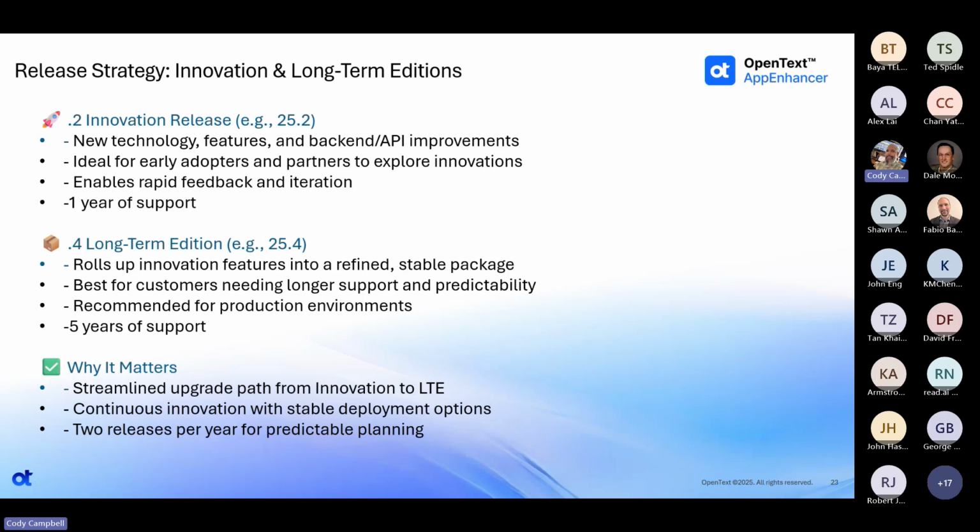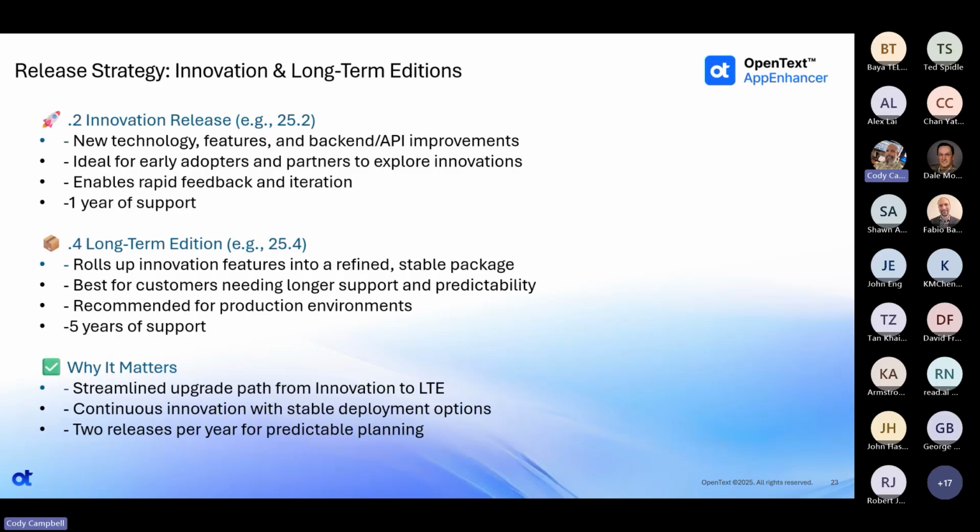But really why this matters, it helps us streamline the upgrade path from innovation to LTE and it allows us to continuously innovate with a stable deployment option at the back end. So as we move more and more to the cloud and get more into this quarterly kind of style, which I don't know when we'll get there, but at some point we'll be releasing more containers than MSIs, then we can do more than 25. We can do lots of little innovation packets, but everything would then comprehensively build up to our long-term release that we would release once a year.